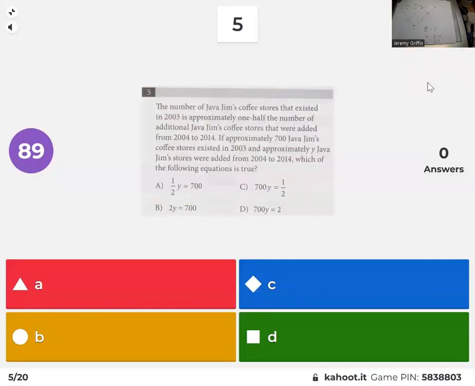Number 5. The number of Java Jim's coffee stores that existed in 2003 is approximately half the number of additional stores that were added the decade after. If approximately 700 stores existed in 2003, and Y stores were added in the following decade, which of the following equations is true? I'll walk you guys through this one. Well, give you guys a few seconds first, think about it.